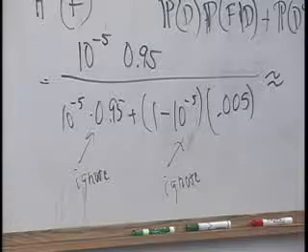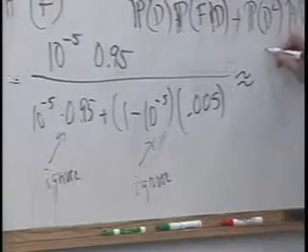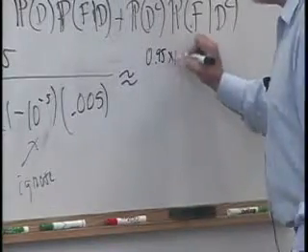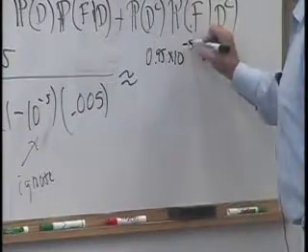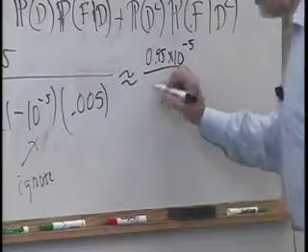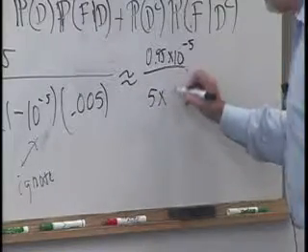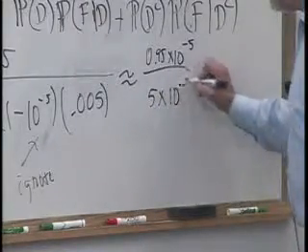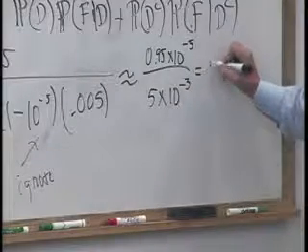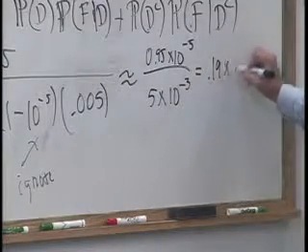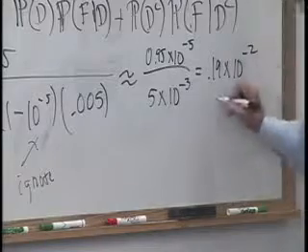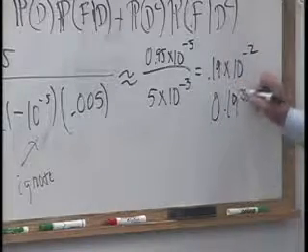So a good estimate of the answer is 0.95 times 10 to the minus 5 divided by 5 times 10 to the minus 3, which is 0.19 times 10 to the minus 2, or 0.19%.